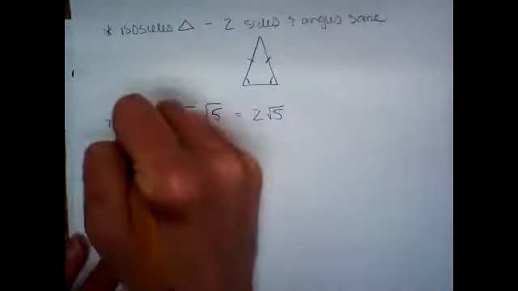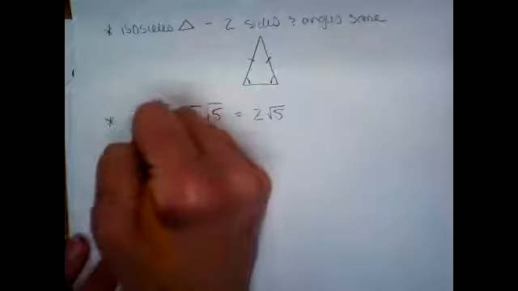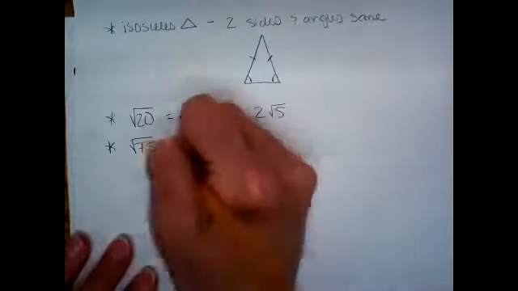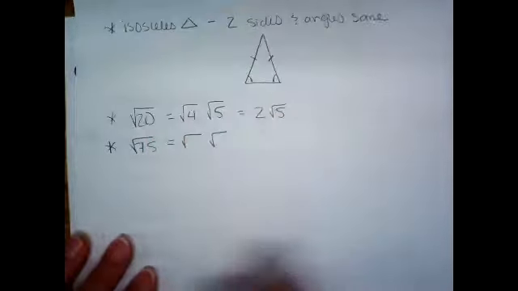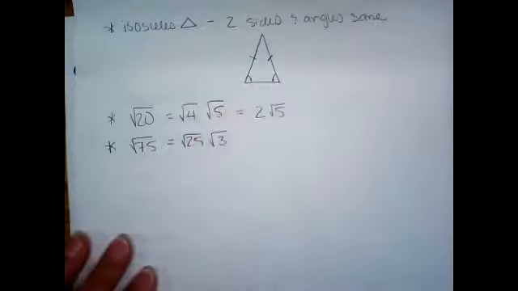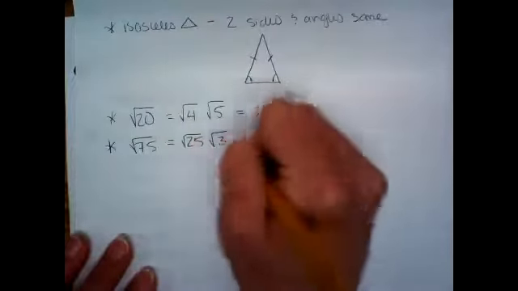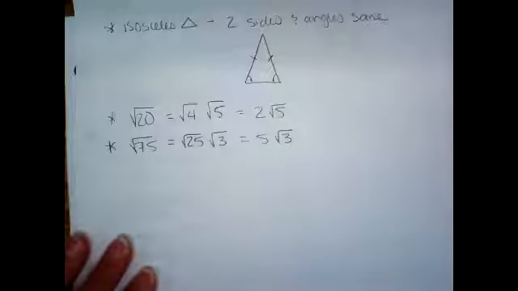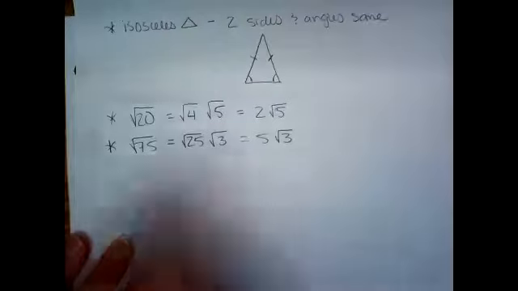Let's do square root of 75. What would that split into? Good. And then square root of 25 is 5. So 5 square root of 3. You're going to have to be able to do that. Okay. You learned it in algebra 2. I'm just bringing it up again.